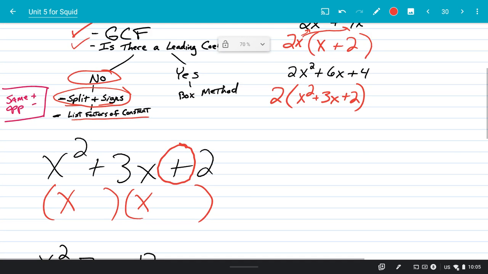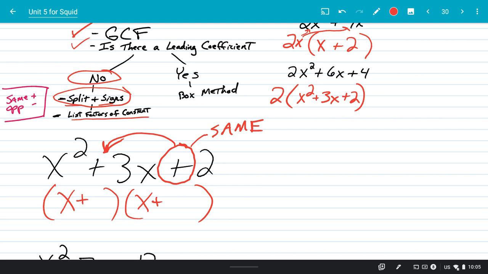So as I look at this, I see that it's a plus. That tells me they're going to be the same. I don't know if they're both going to be plus or both minus yet, but I know they're going to be the same. Now, once I know they're going to be the same, I look at the middle one. And the middle one tells me if they're both positive or negative. In this case, they're both positive. Everybody understand what I mean by split in signs? That was really easy, yes?